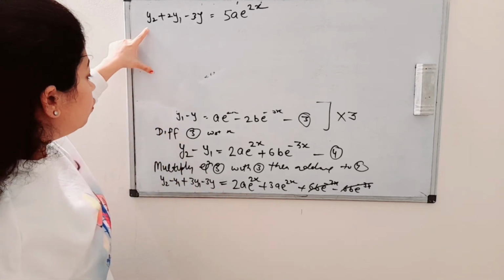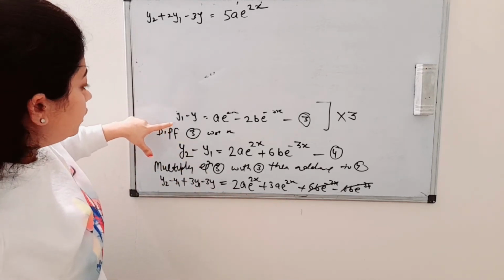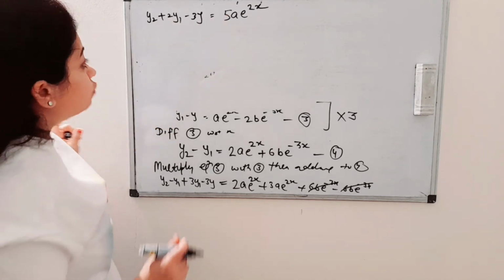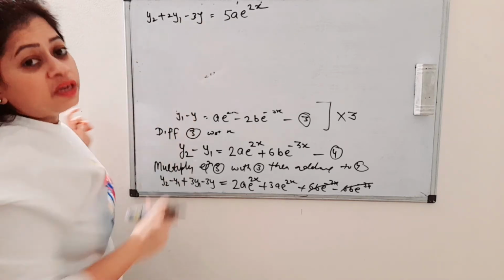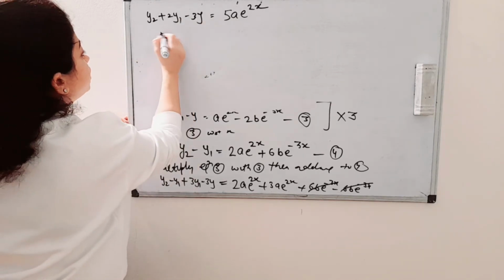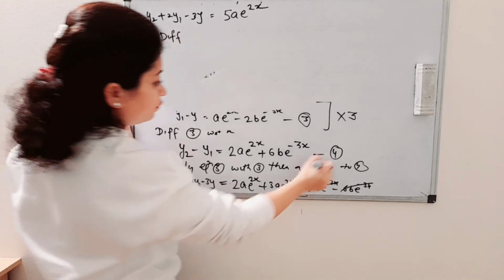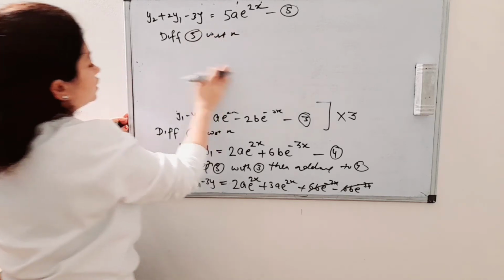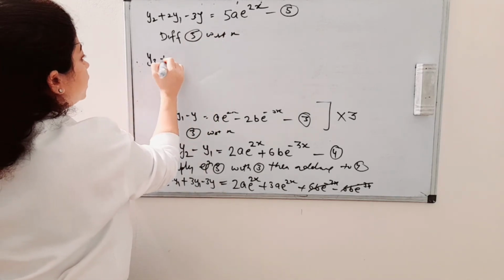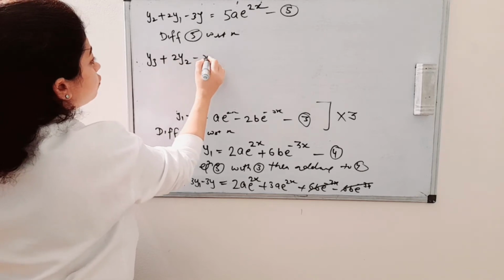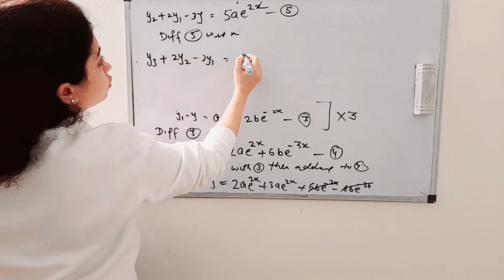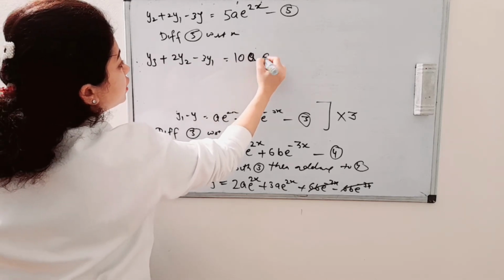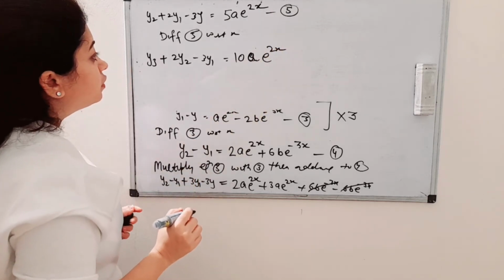Now what we can do, we just need to remove a. So we can differentiate it one more time. Differentiate with respect to x. This is 4 and this is 5. Differentiate 5 with respect to x. Okay. So it will be y3 plus 2y2 minus 3y1 is equal to 10a e raised to power 2x. Okay.